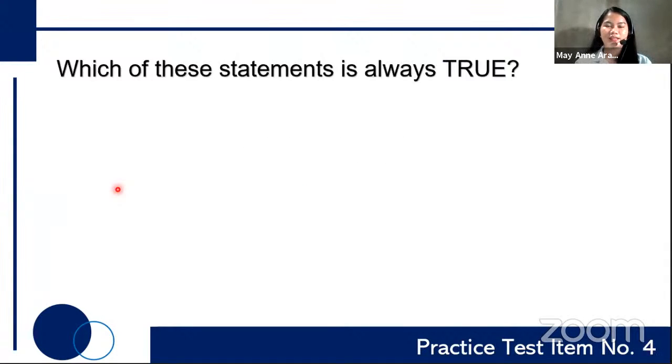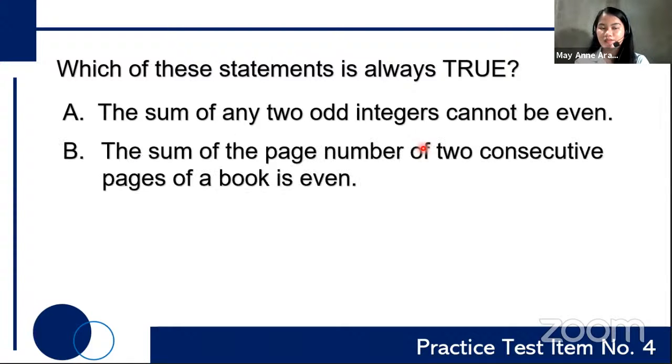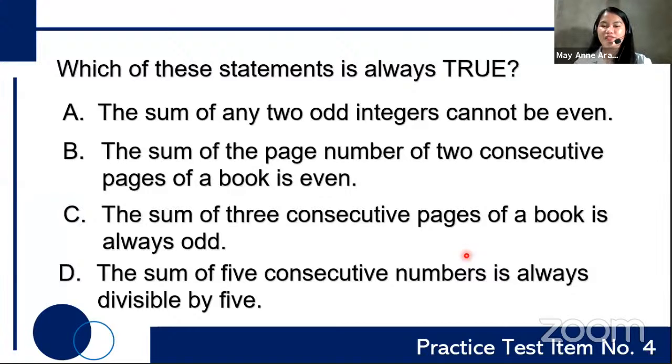Analysis naman. Which of these statements is always true? A. The sum of any two odd integers cannot be even. B. The sum of the page numbers of two consecutive pages of a book is even. C. The sum of 3 consecutive pages of a book is always odd. And last, D. The sum of 5 consecutive numbers is always divisible by 5.